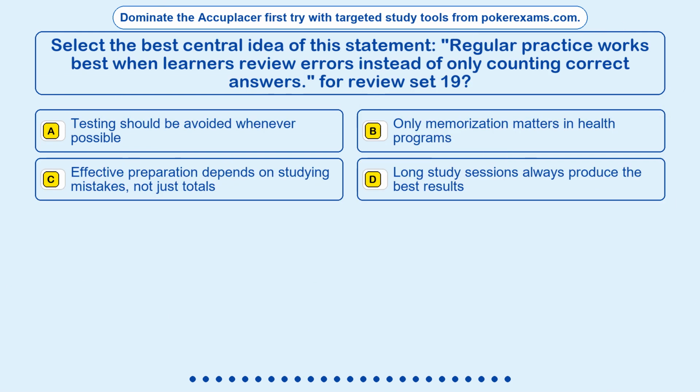Question 13. Select the best central idea of this statement. Regular practice works best when learners review errors instead of only counting correct answers. For review set 19. Option A, testing should be avoided whenever possible. Option B, only memorization matters in health programs. Option C, effective preparation depends on studying mistakes, not just totals. Option D, long study sessions always produce the best results.